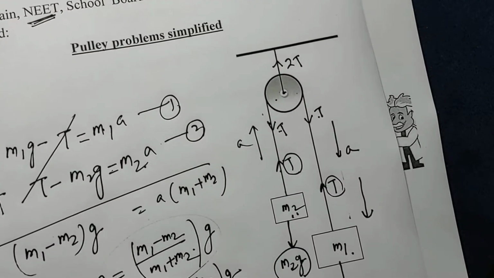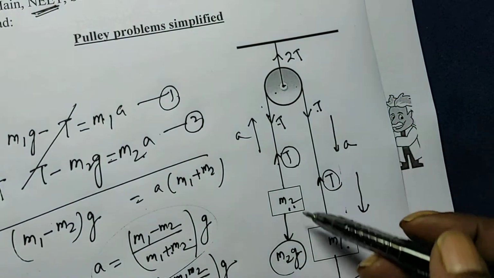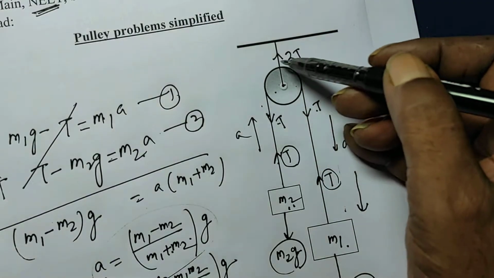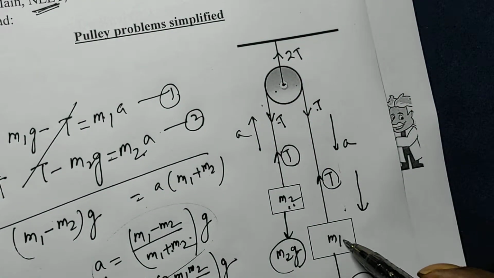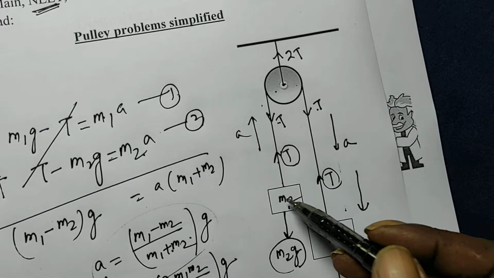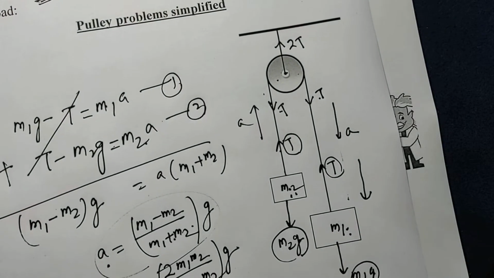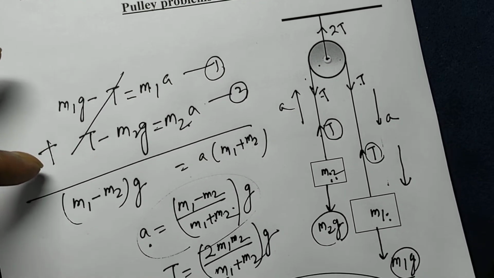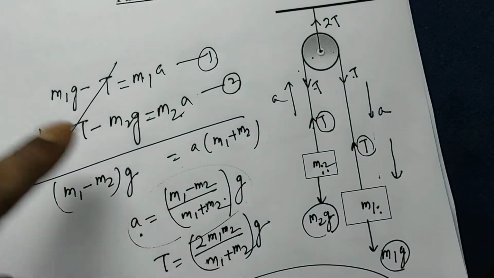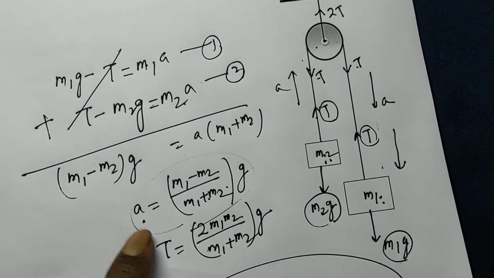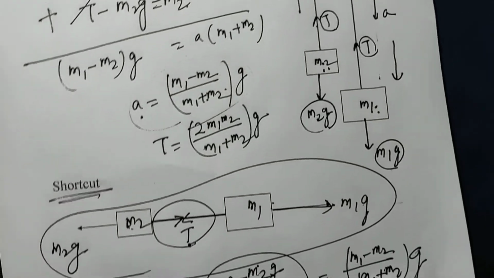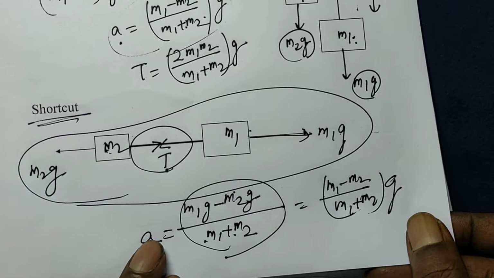this one, a single fixed pulley. And around it a rope goes, one mass on one side and on the other side there is another mass M2, and by using the free body diagram equations for 1 and 2, the acceleration was found out, the tension was found out by putting the value of A, and the shortcut was also explained.